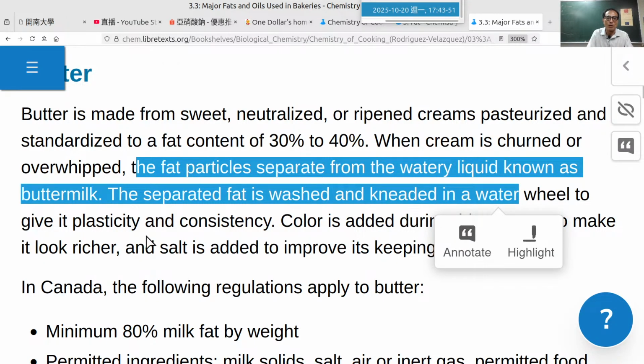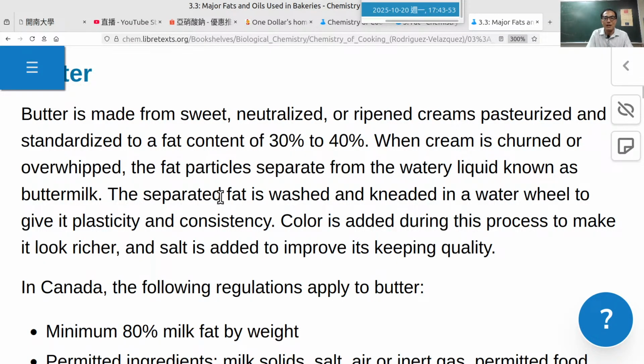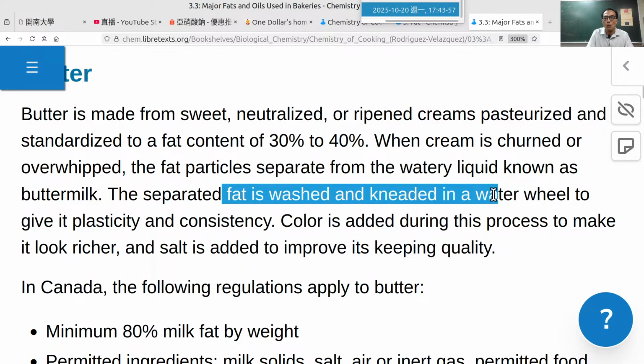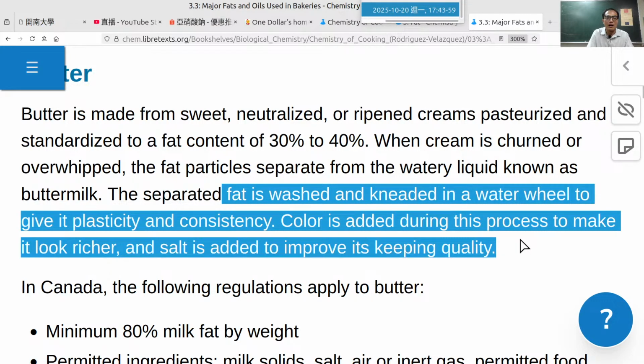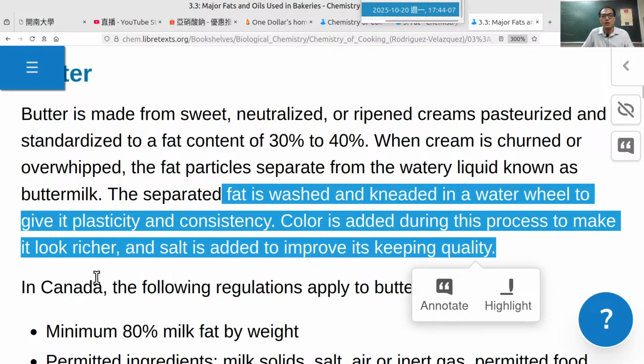buttermilk. The separated fat is washed and kneaded in a water wheel to give it plasticity and consistency. Color is added during the process to make it look richer, and salt is added to improve the keeping quality.